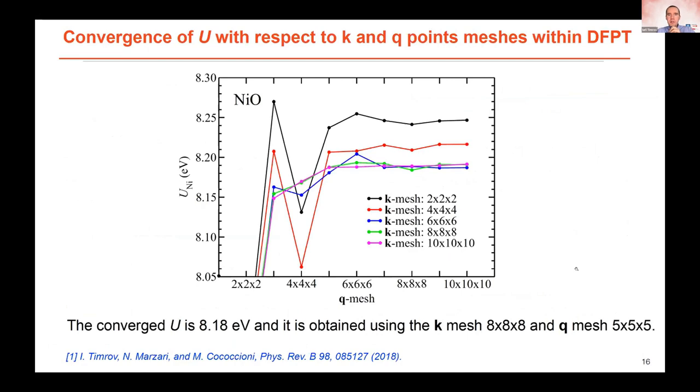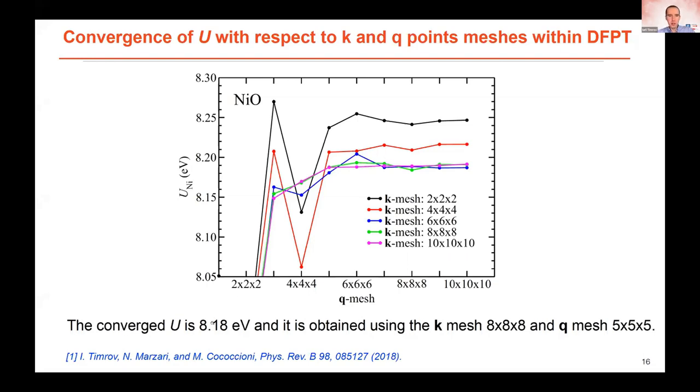And now that's the slide about the convergence of the Hubbard U. As any other property, we need to converge the Hubbard U parameter with respect to cutoff, with respect to K points, with respect to the Q points, etc. So here I would like to show you how the Hubbard U of nickel 3D states in nickel oxide converges with respect to the Q point mesh and K point mesh. So you see, we really need to increase the K mesh and Q mesh until the Hubbard U parameter doesn't change. We converge it to certain precision.